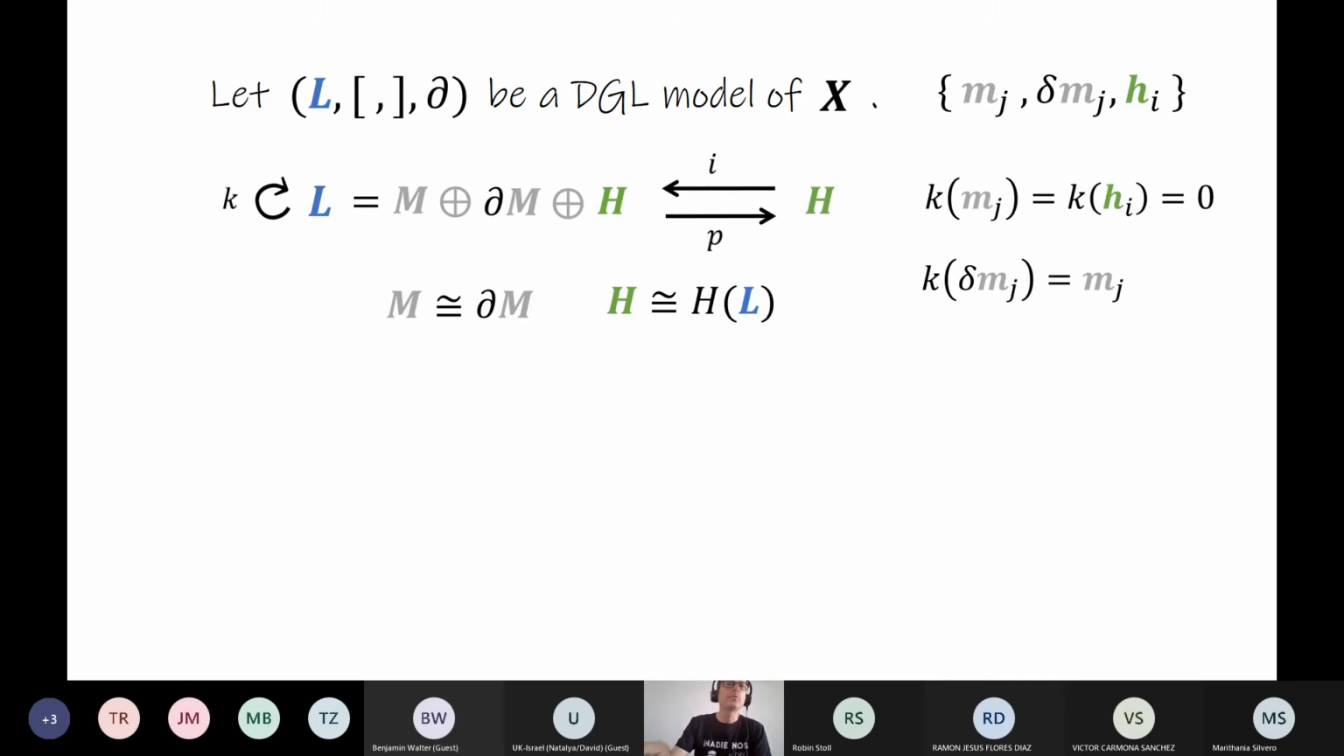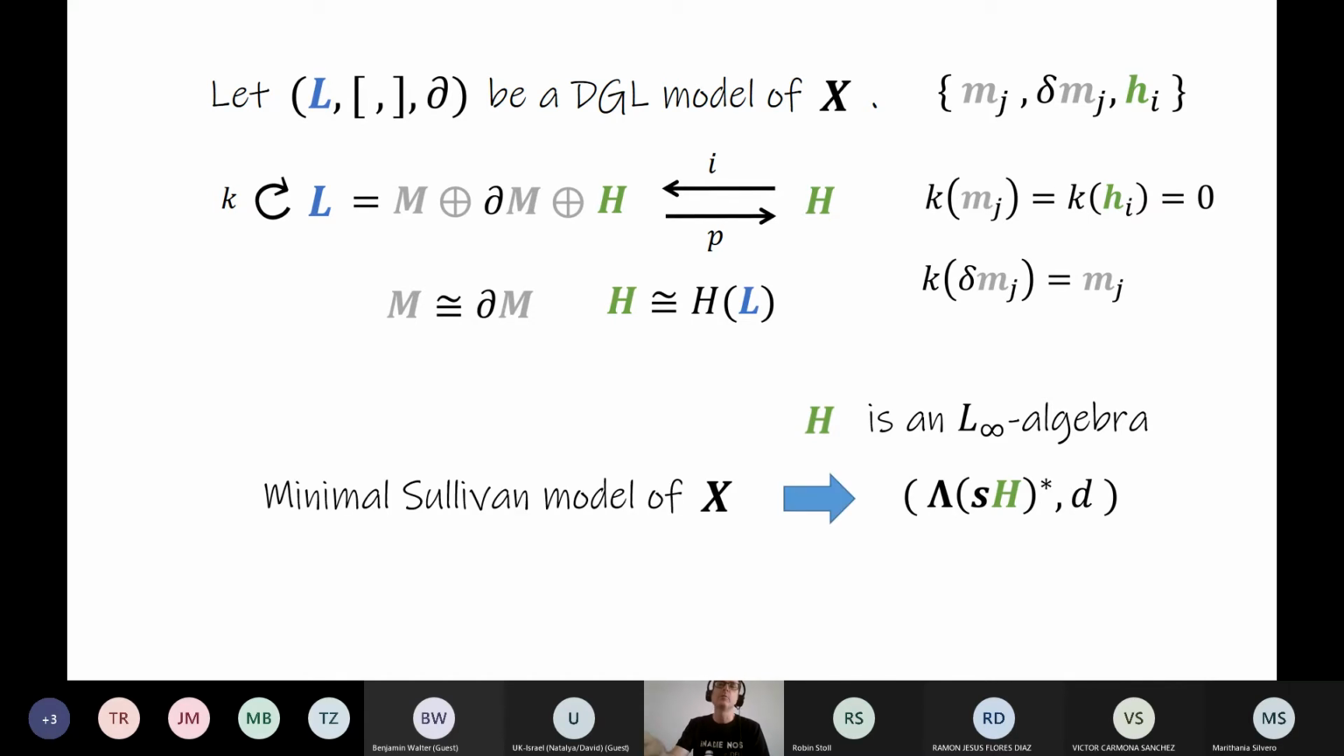Then we can transfer the DGL structure on L to an L-infinity structure on H, which is the same thing as a differential in the free commutative CDGA over the dual of the suspension of H. And this is just the minimal Sullivan model of X. The same thing can be done for Quillen minimal models.